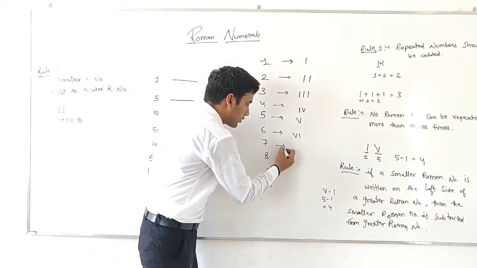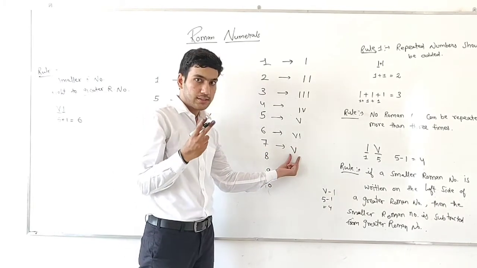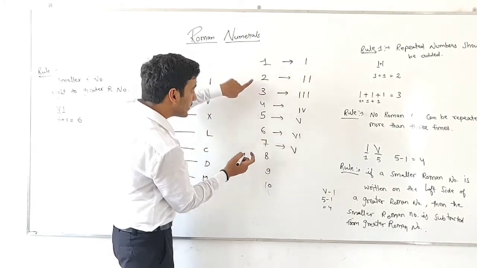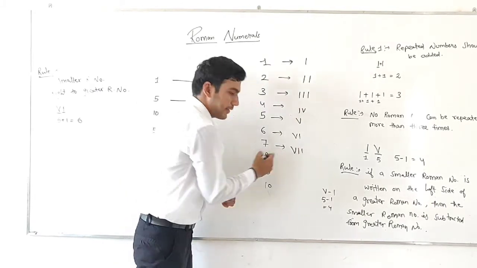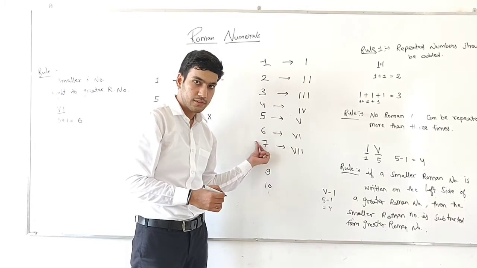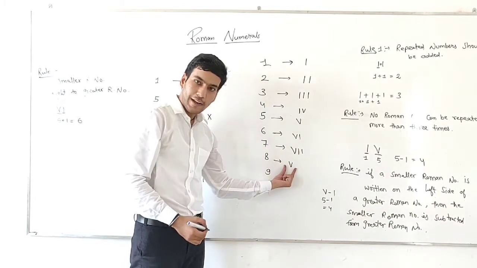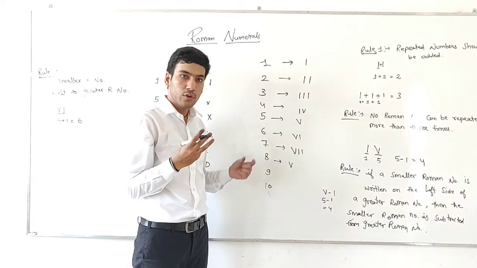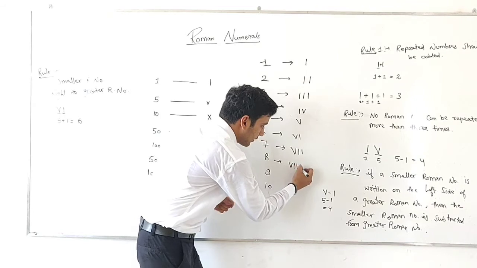Next, for 7 you want, this is 5, so 2 more are needed. Then what is the symbol for 2? II. So we write II. This is the Roman symbol for 7. Next, for 8, this is 5 and we want 3 more now. So this is for 3. So this is for 8.